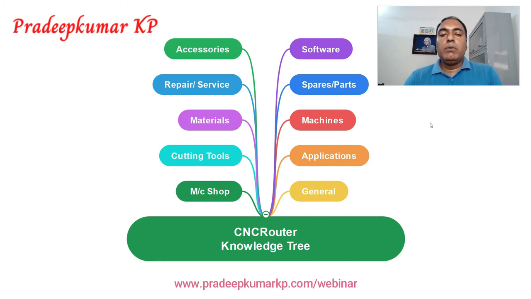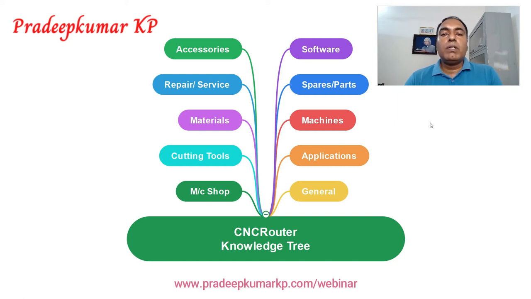Then we have to know about the machine itself, that is, the different kinds of models of this machine, the different makes, the different sizes, and the different kinds of construction of the machine. We have to know deeply about the various makes and models of this machine. That is the next knowledge we have to acquire.